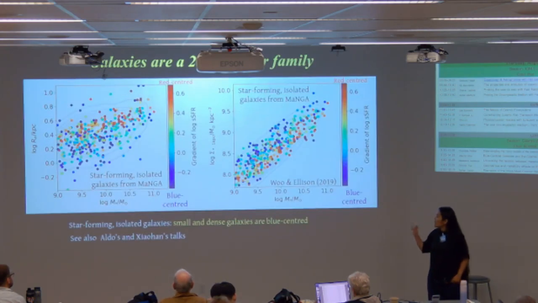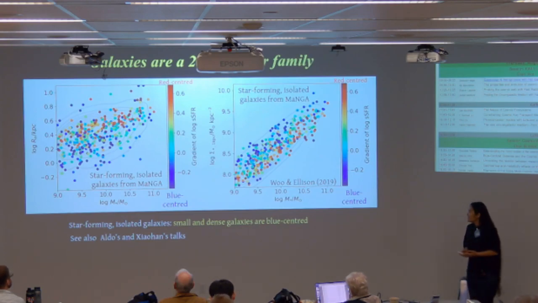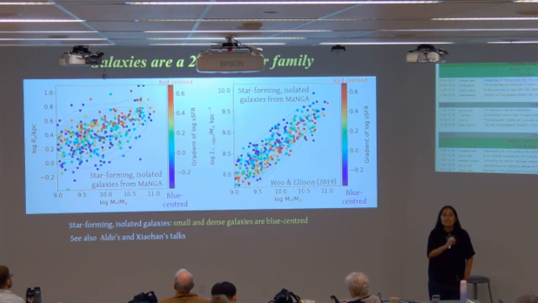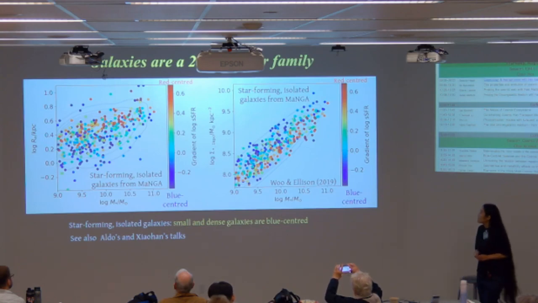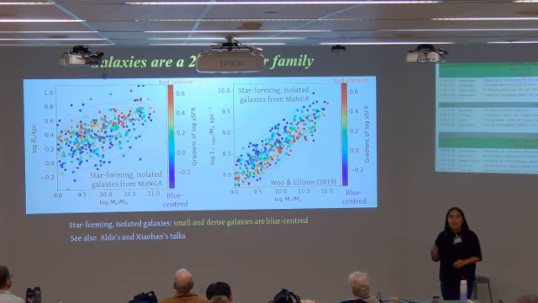If you take these two planes, these two plots, and you color code by the measured SFR gradient in galaxies, this is what you get. In 2019, Sarah Ellison and I published this plot here with sigma 1, the core density, versus M star for just star-forming galaxies and just isolated galaxies. We're not looking at satellites today at all. The color code here is the SFR gradient, where blue means blue-centered and red means red-centered.